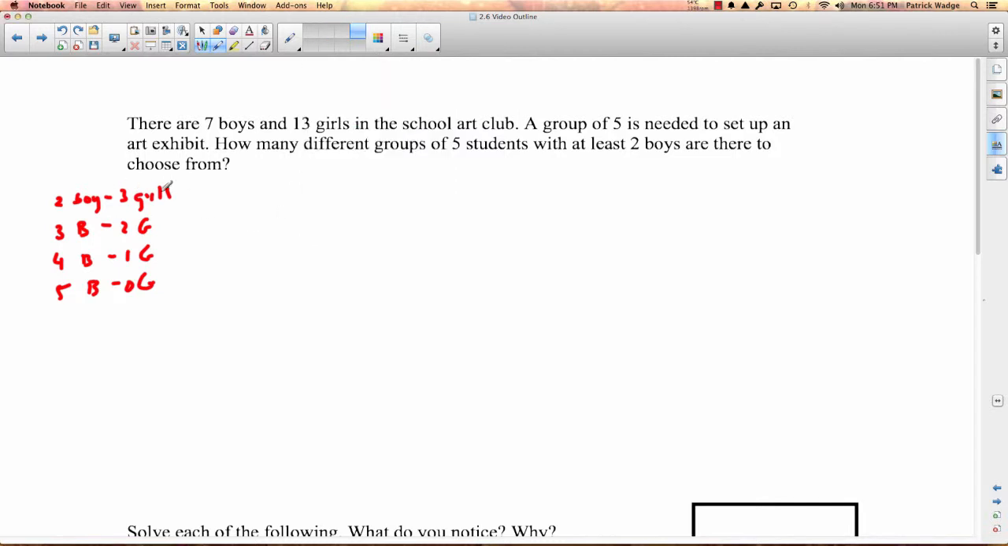So for this first one, number of boys is 7. So it's going to be 7 choose 2, 7 choose 3, 7 choose 4, and 7 choose 5, times 13 girls, so it's going to be 13 choose 3, 13 choose 2, 13 choose 1, and 13 choose 0. And if you multiply those out, I'm just going to do it in one go here. So 7 choose 2 times 13 choose 3, I'm just going to tell you that whole amount is 6,006. Try it yourself, make sure you're getting these.